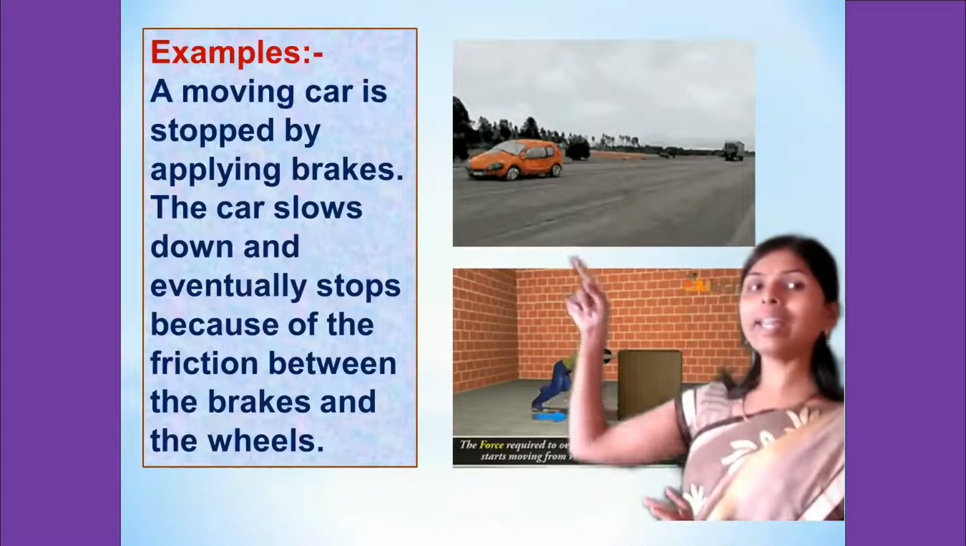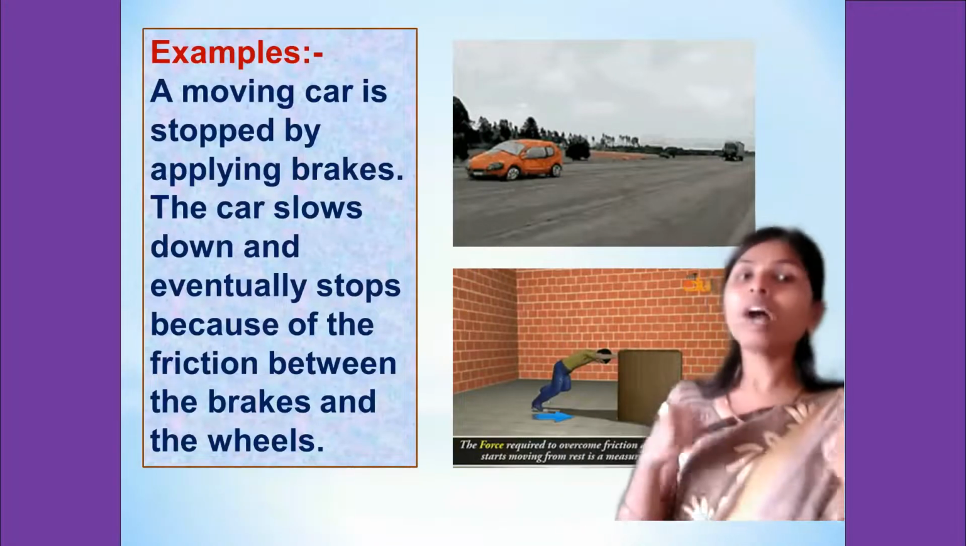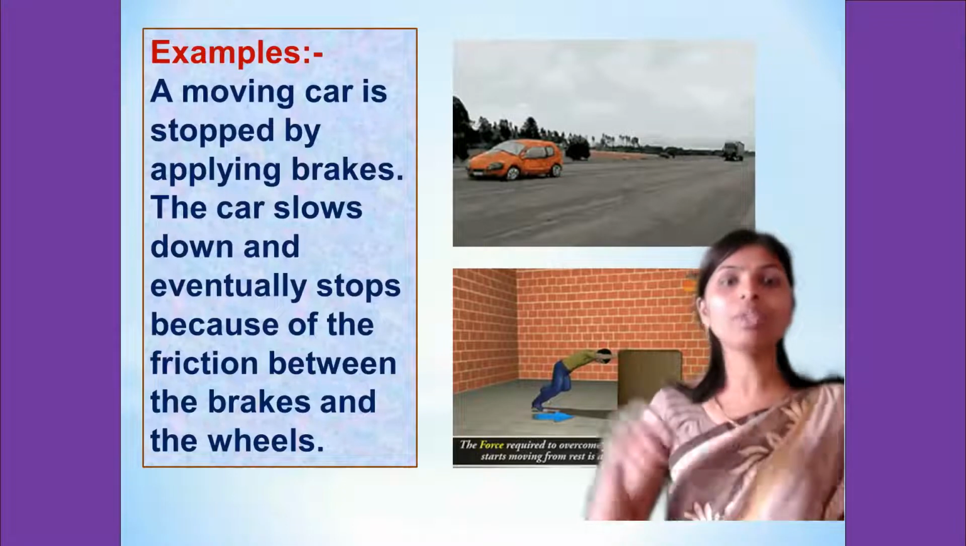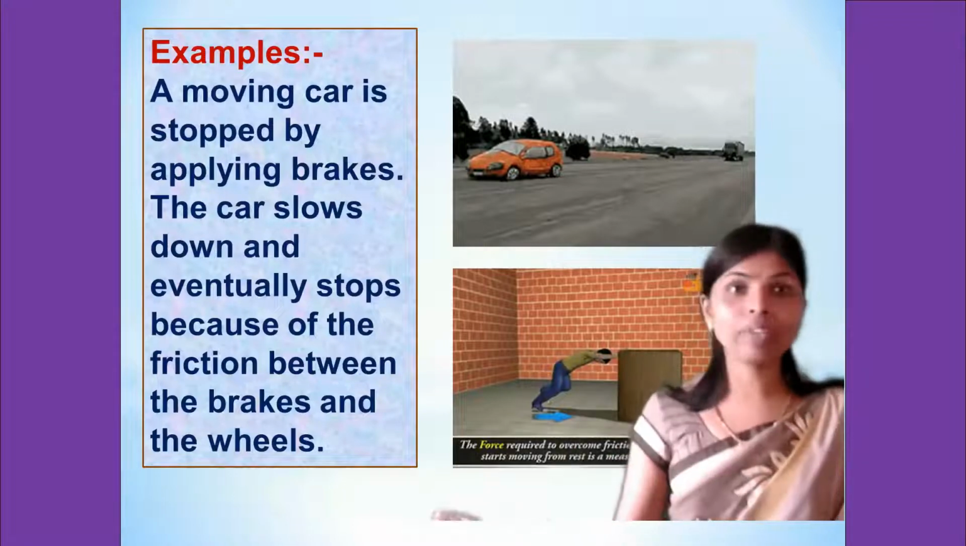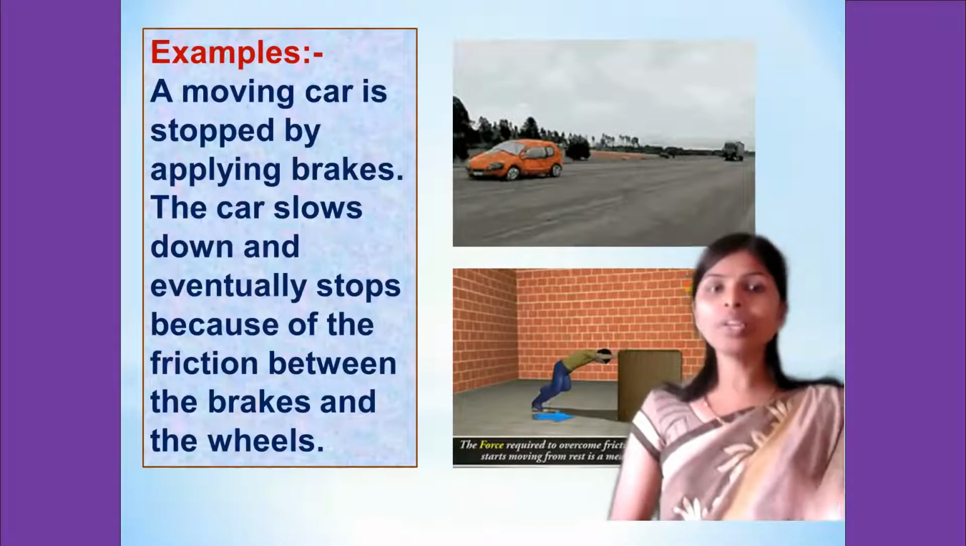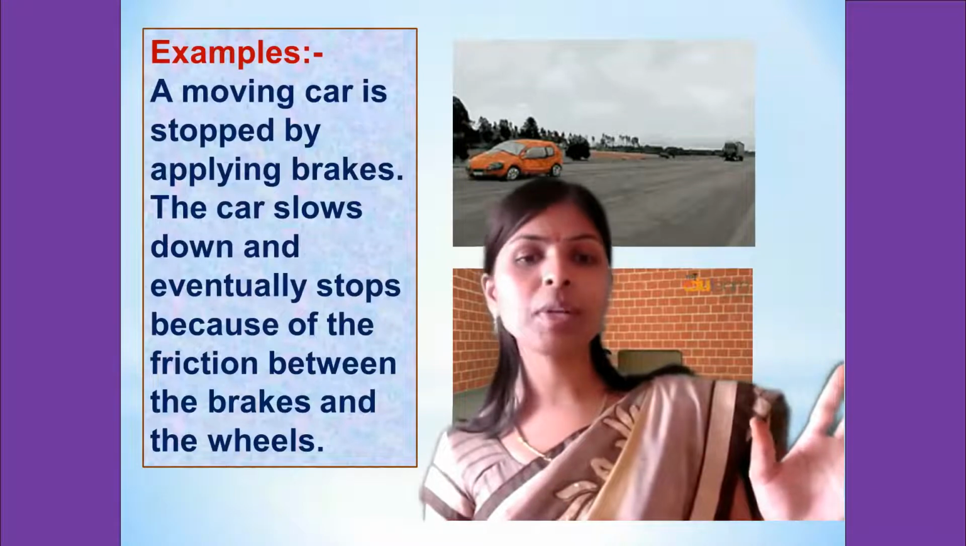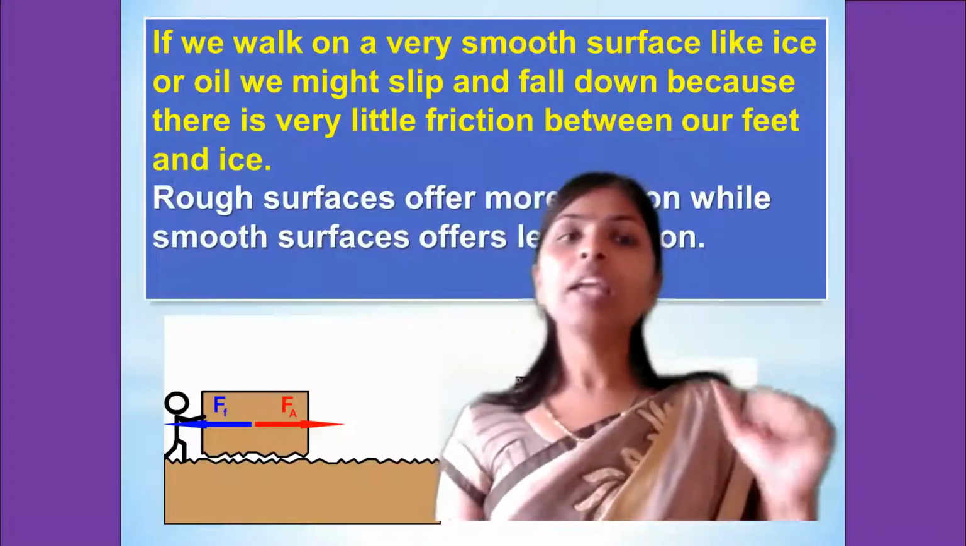A moving car is stopped by applying brakes. When we are applying brakes, after some time that car will slow down and afterward it will stop. This is because of frictional force. Because friction is caused in between the brakes and wheel, and it stops the movement of that car.